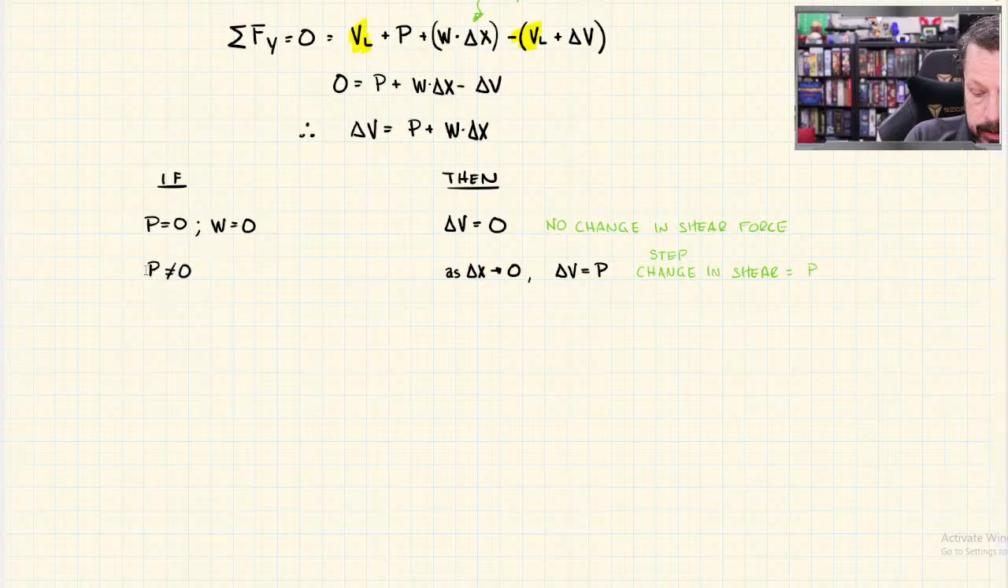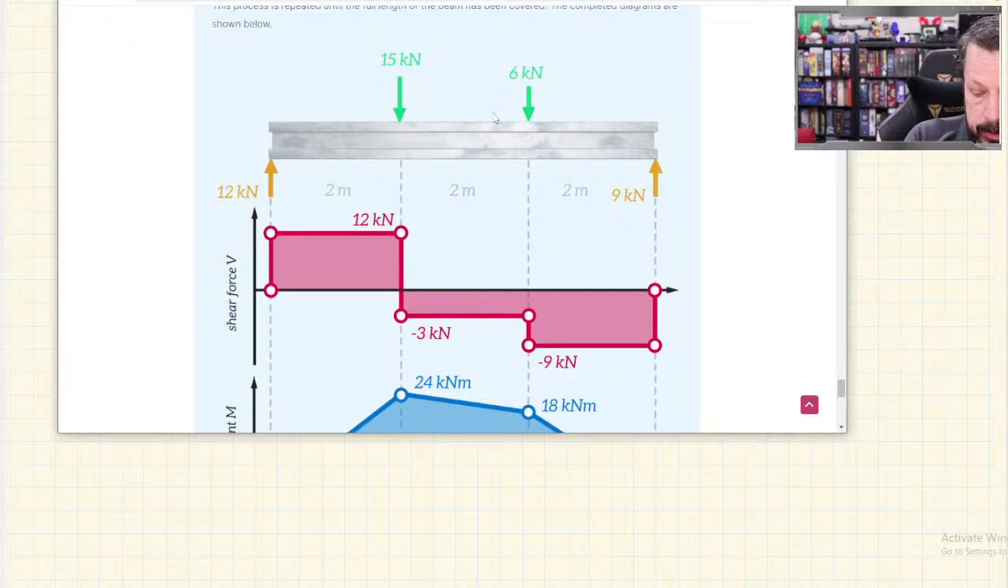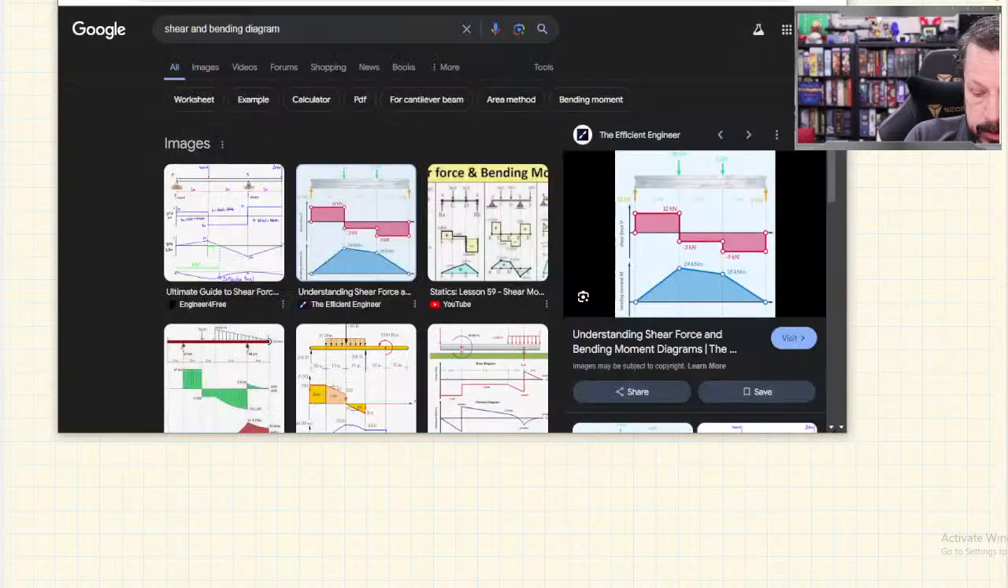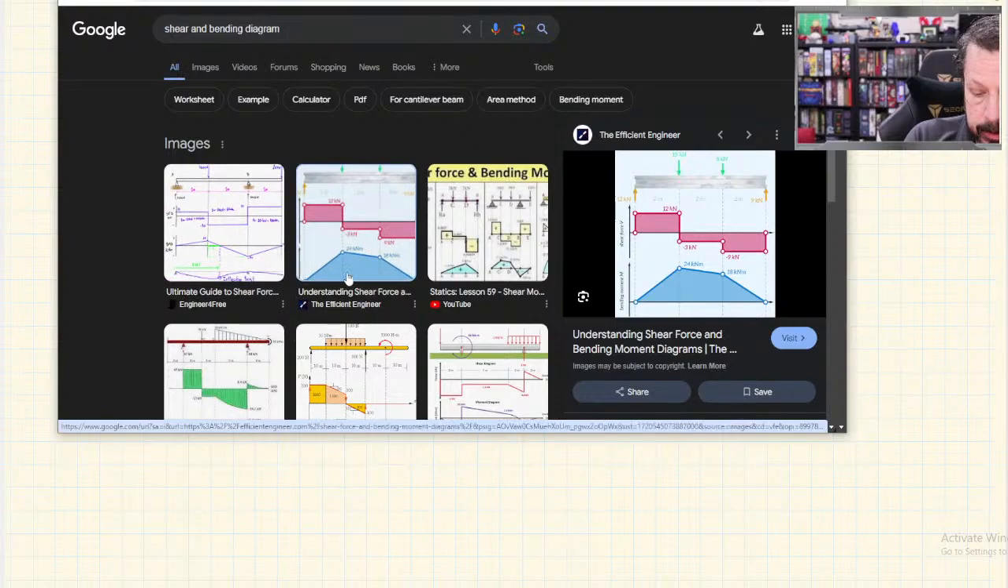All right, so what if W is not 0? And we will say that P is 0. Because if P is not 0, then it's going to dominate that little single point. But let's say that there's a space where there's no point load, but there is a distributed load. That's what we're talking about here. That doesn't happen on the one we've been looking at. This one doesn't have distributed loads.